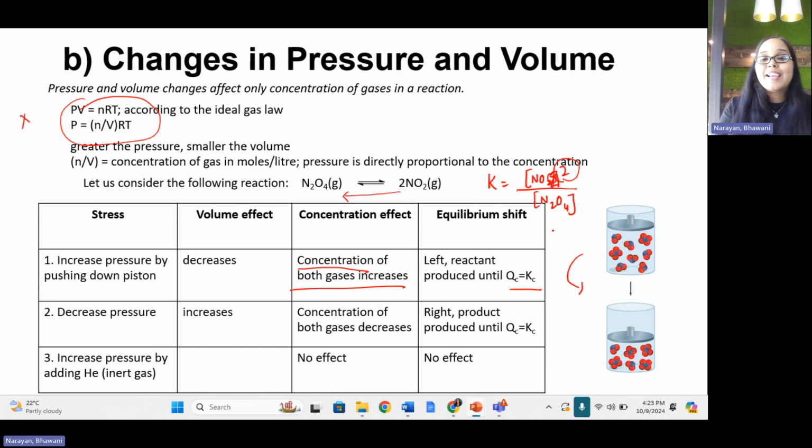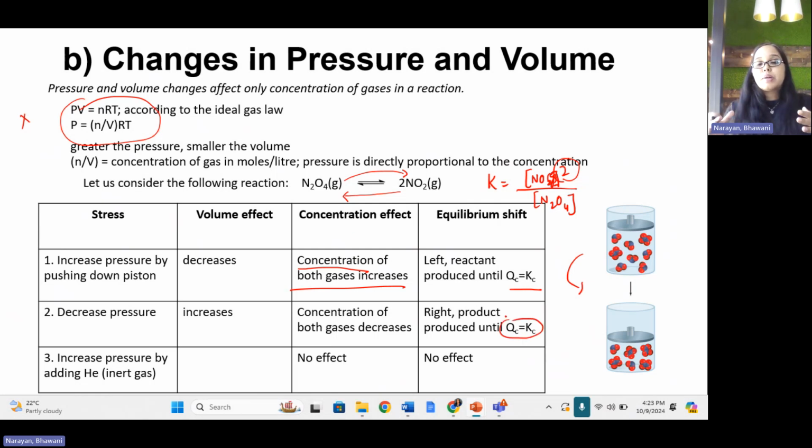Okay. What happens if we decrease pressure? Now, if we decrease pressure, we are expanding the volume. We are decreasing the concentration of both gases. When that happens, more and more of the product will be formed till Qc is equal to Kc.